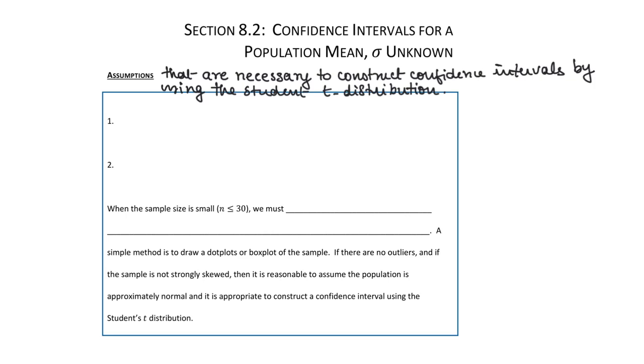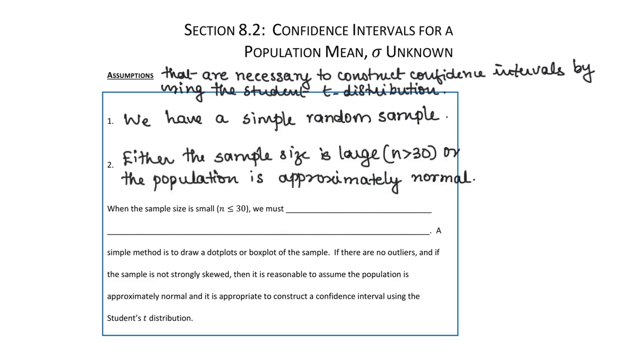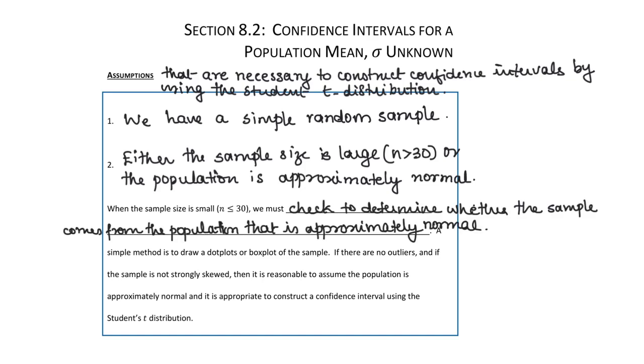The following are the assumptions that are necessary to construct confidence intervals by using the student t distribution. We have a simple random sample. Either the sample size is large, that means n is greater than 30, or the population is approximately normal. When the sample size is small, that means when n is less than or equal to 30, we must check to determine whether the sample comes from a population that is approximately normal. We can check this using dot plots or box plots.